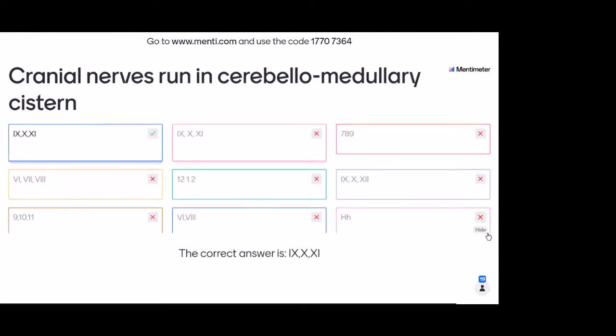Yes, the correct answer is 9th, 10th, and 11th. Glossopharyngeal, vagus, and the accessory nerve.